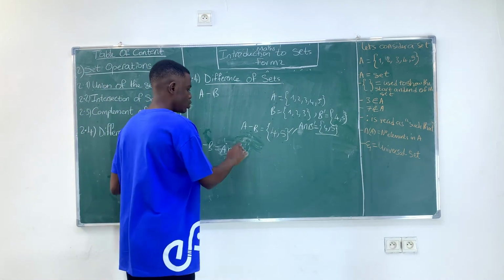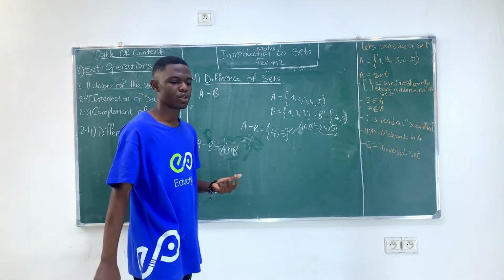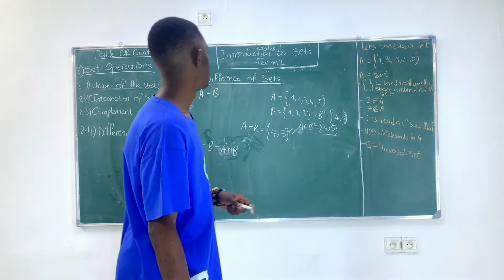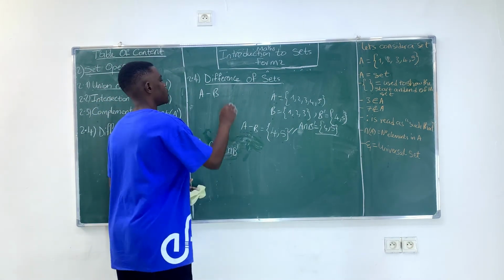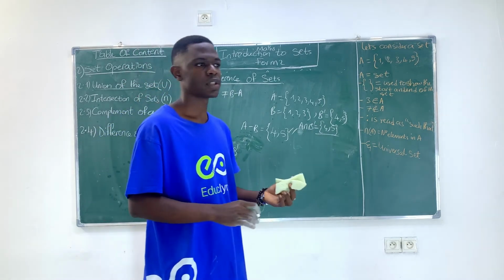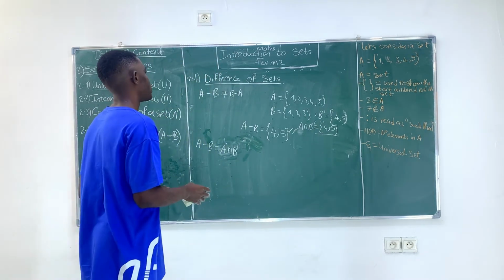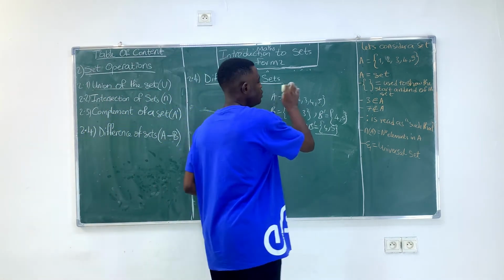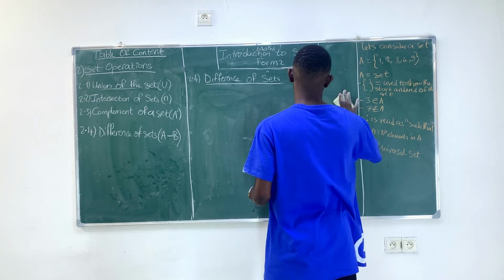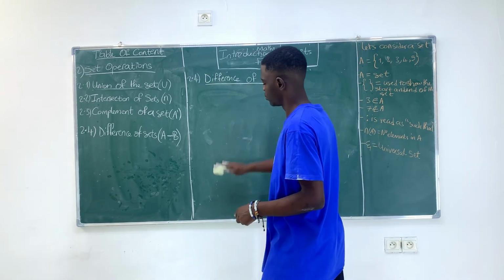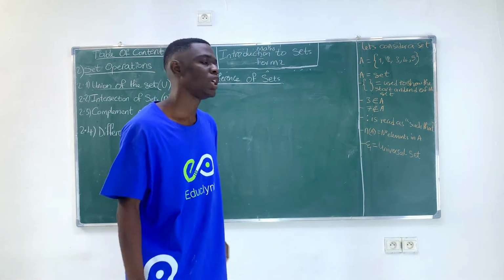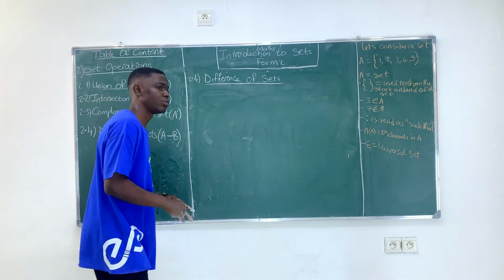So if you don't know what to do, you can simply use this formula. So let's do a few examples. Here, A minus B is not the same as B minus A, where we are going to see properties of different subsets. The opposite of this A minus B is B minus A.